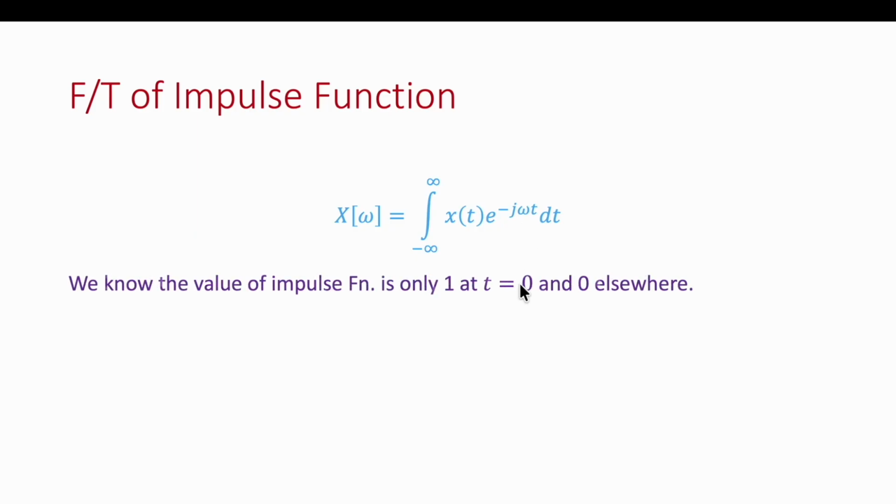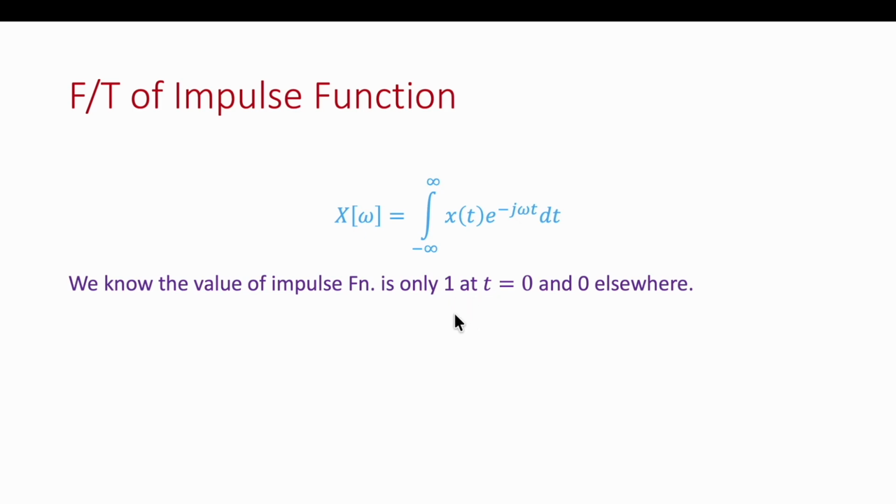In this video, we will discuss how we can take the Fourier transform of the impulse function. We already know that the Fourier transform of a signal is given by this equation: X(omega) is equal to the integration from minus infinity to infinity of x(t) e raised to power minus j omega t dt. And if the function is the impulse function, we know that it has a value only when t is equal to 0.